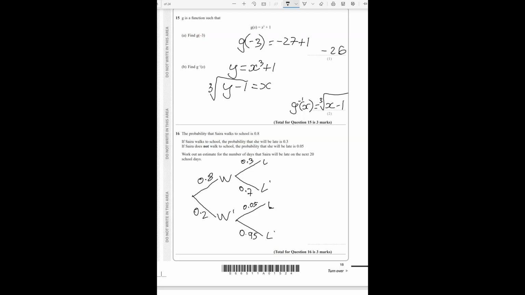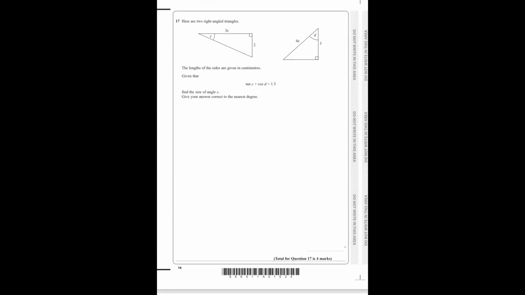Work out the number of days that will be late on the next 20. So we want late, so we need this one. Multiply along the branch, so that's walk and late. This one is not walk and late, which is 0.01, which gives us, when we add them together, quite handy, 25%. 25% of 20 is 5. So she's going to be late for 5 days out of those 20. Okay, right.